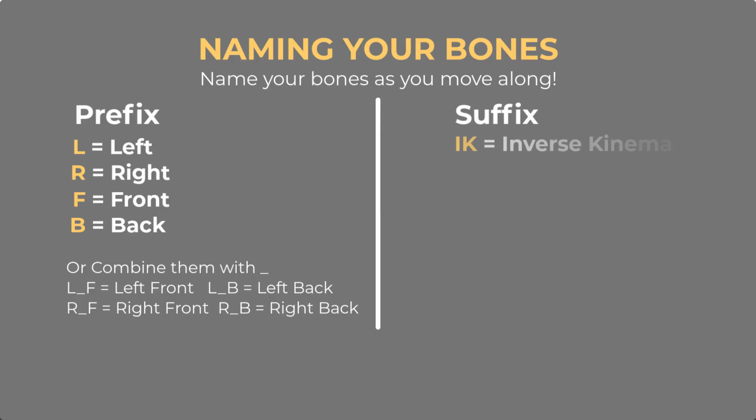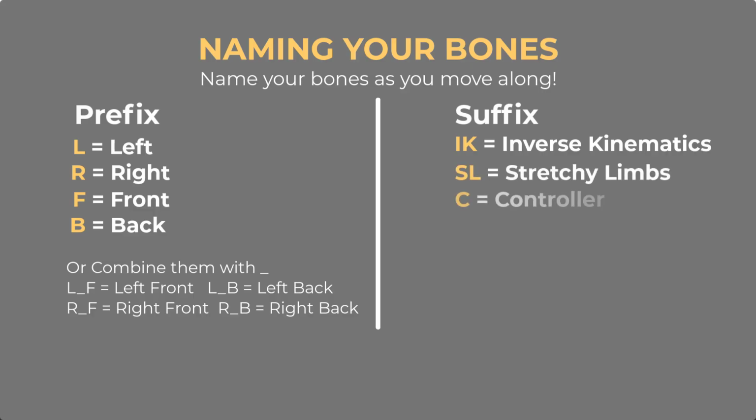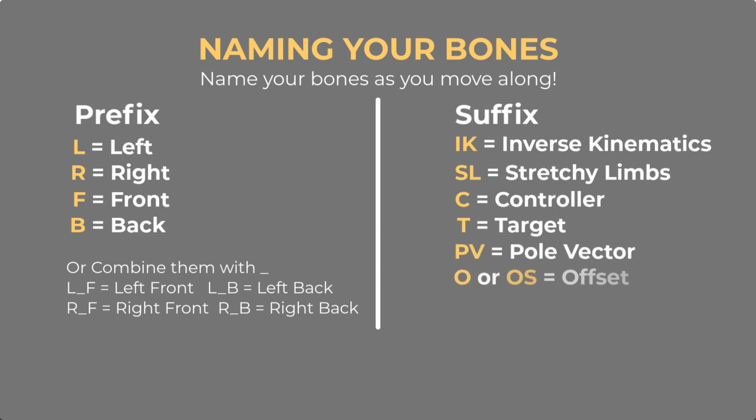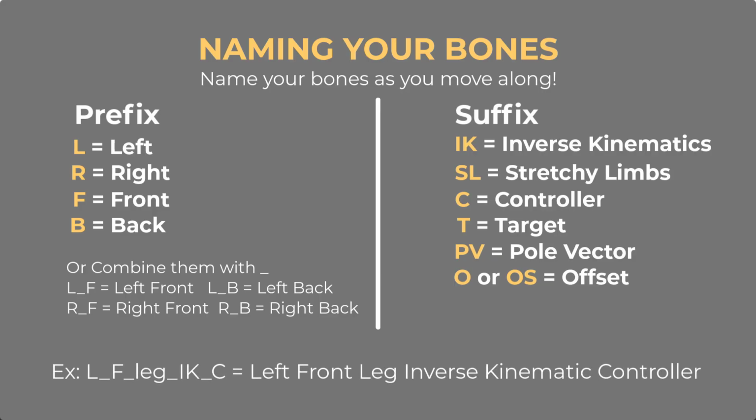Now, in terms of suffix, I like to differentiate my controls with the suffix. For example, you could have a bone that ends with IK because it's a bone specific to an IK chain, not necessarily the constrained bone itself, but one of the bones from that IK chain. You could also use SL for stretchy limbs, or C for controller bone, T for target bone, PV for pole vector, and OS for offset. And so on and so forth.